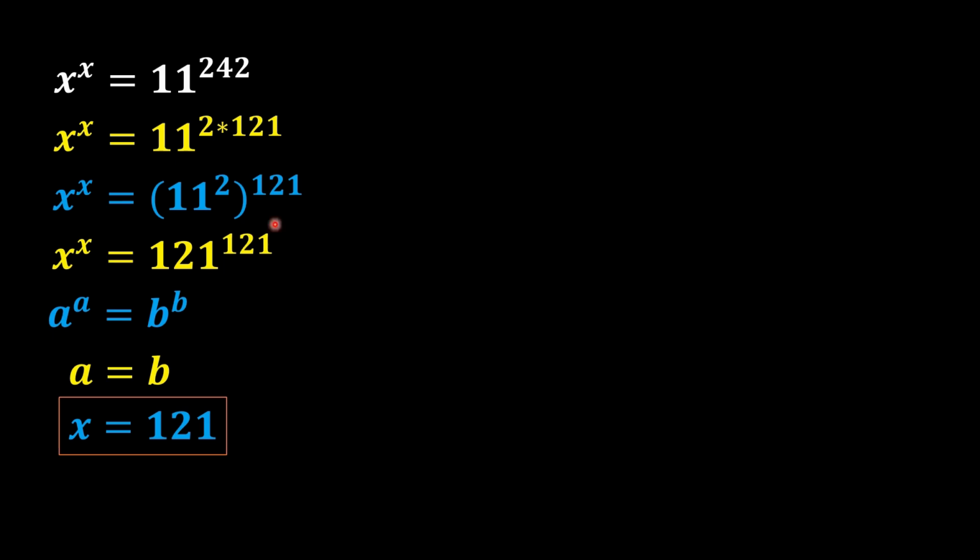You can see that here we applied a simple basic algebra rule. First we break the power, then we separate the power, and then we open the power, and we apply the basic algebra rule. If the base and power have the same form on both sides of the equation, then we can take their power or their base as equal, and as a result we get the value of the variable, which is x equals 121.